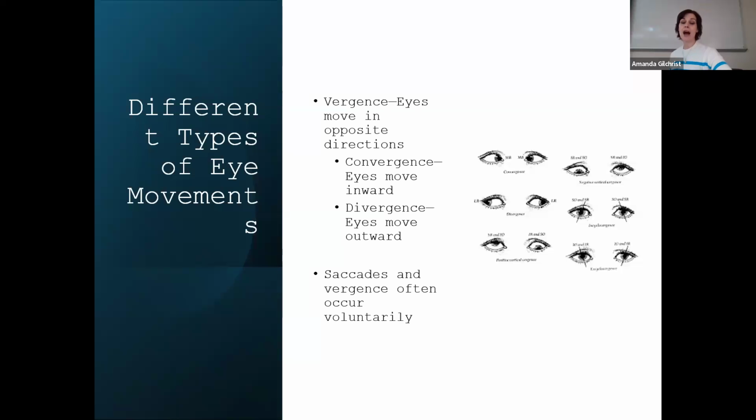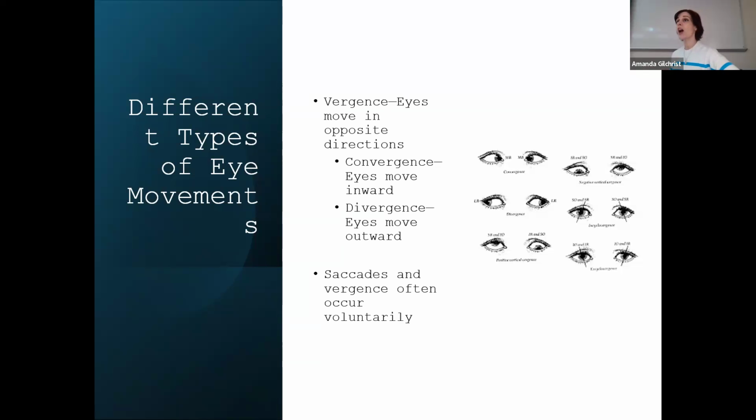Another set of eye movements that we do are what are known as vergence. Vergence is when the eyes move in opposite directions. With convergence, the eyes are going to move inward. Convergence is often more likely when we're focusing on objects that are really close to us, like right in front of our nose. Divergence is when the eyes move outward. This is typically going to happen if we are focusing on objects that are distant from us.